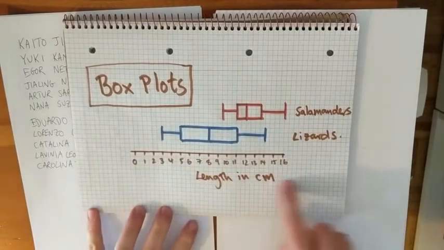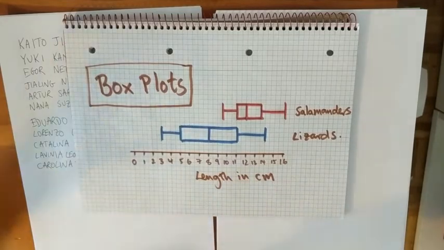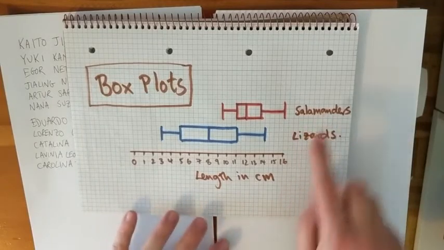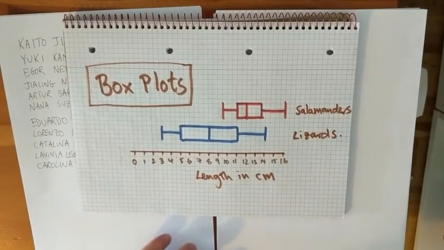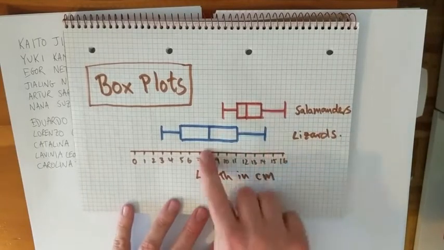What I've got here is a scale for these two box plots. This is the length of 2 different types of animals. I've been going around collecting animals and measuring them and then putting them back. And I've been looking at lizards and salamanders. You get loads of these in the local area where I live. And the lizards are quite small and the salamanders are a bit bigger. And I've drawn a box plot for each of them.